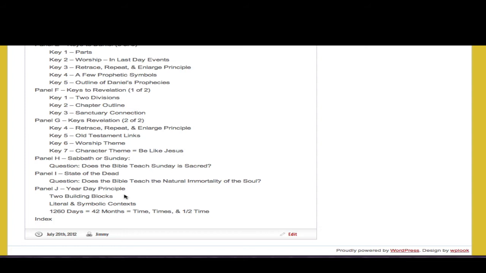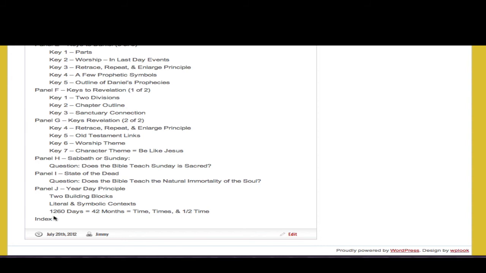There are these 3 sections, 2 building blocks that show us the year-day principle is biblical. The second section is once a person sees the year-day principle, in other words, a day in prophecy stands for a literal year on the calendar. A person naturally asks, does that mean that every time frame in Daniel or Revelation is to be interpreted symbolically? This section says no. There are some literal and some symbolic, and the context will tell us which is which. That's what that section is about.